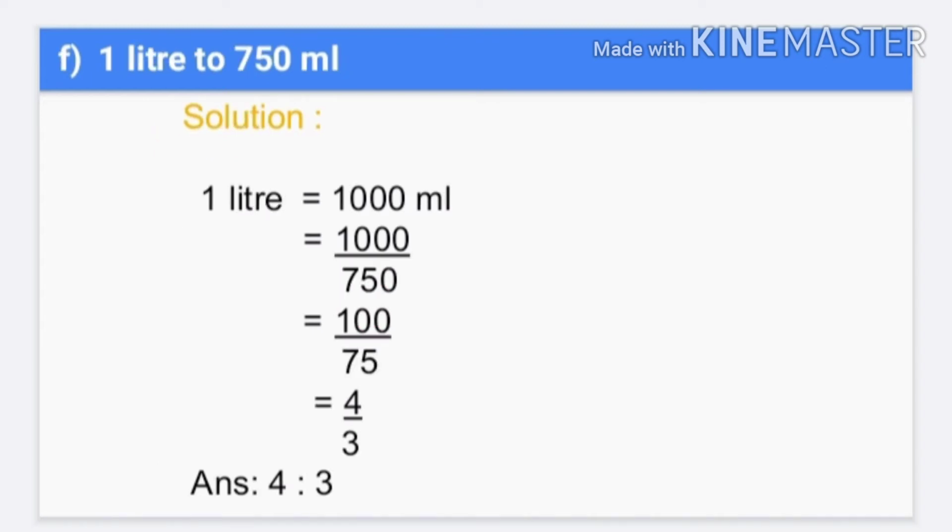F: 1 liter to 750 ml. 1 liter equal to 1000 milliliter. 1000 by 750. Cancel 10. Equal to 100 by 75. Cancel by 25 table. 25 into 4 equal to 100. 25 into 3 equal to 75. Equal to 4 by 3. The ratio is 4 is to 3.